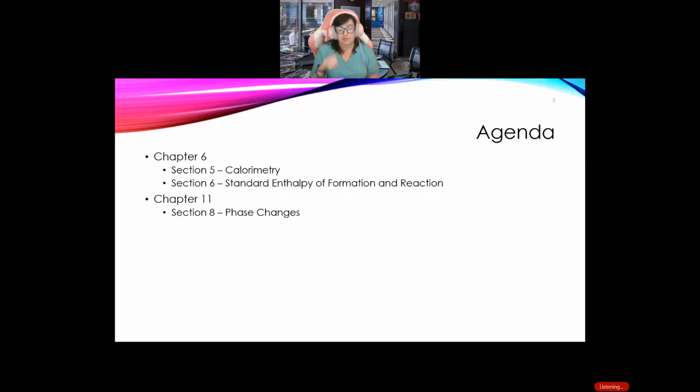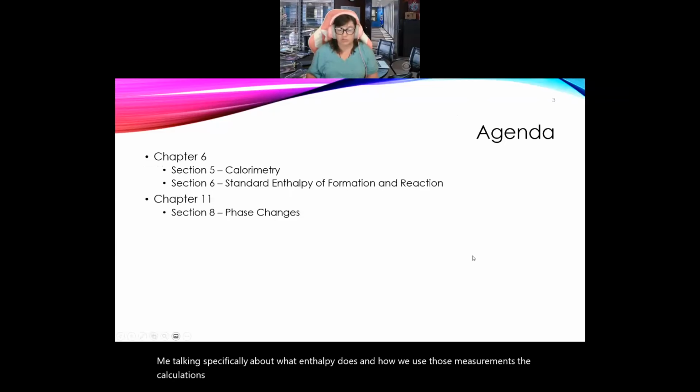And let's talk about our agenda. We're going to talk about calorimetry and standard enthalpy of formation and reaction, and then we'll talk about phase changes. So we're going to be talking specifically about what enthalpy does and how we use those measurements, the calculations that we can do with this. So we'll be talking a little bit in specific detail about that.